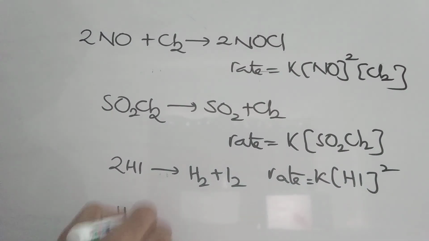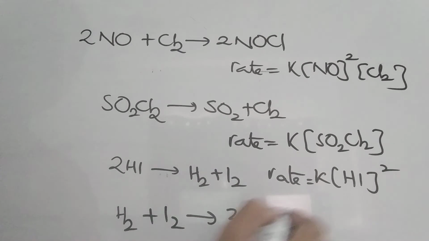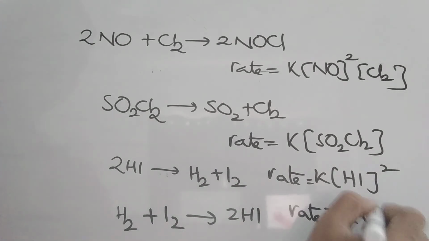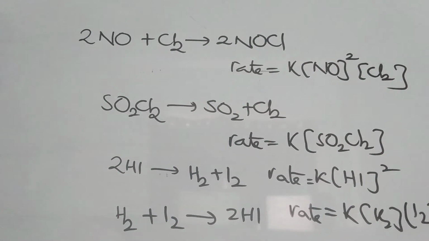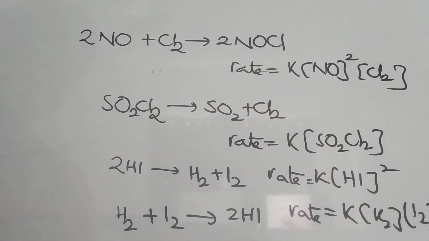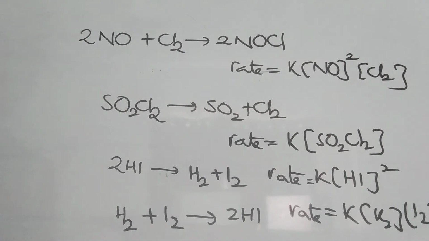H2 plus I2 gives rise to 2HI under normal conditions. Rate is equal to K into H2 and I2. I mentioned normal conditions because one exception is there. H2O2 gives rise to H2O plus half O2. I am not mentioning physical states. Actually, we need to mention the physical states also. Rate is equal to K into H2O2 to the power of 1. So in all these reactions, there is no problem. As it is equations we can write. So you can consider all these reactions as elementary reactions.